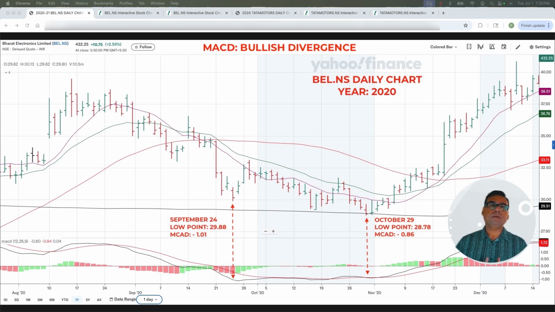Another way to use MACD is by using divergence, bullish divergence and bearish divergence. Bullish divergence occurs when price makes a new low, but the MACD line does not. And bearish divergence occurs when prices make a new high, but the MACD line doesn't. Let me explain these by using real examples.